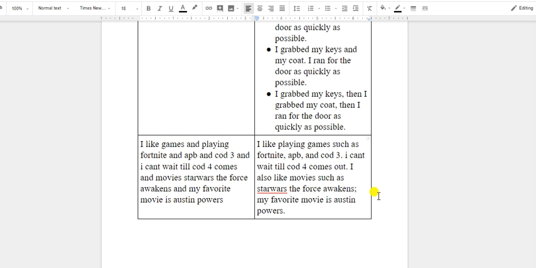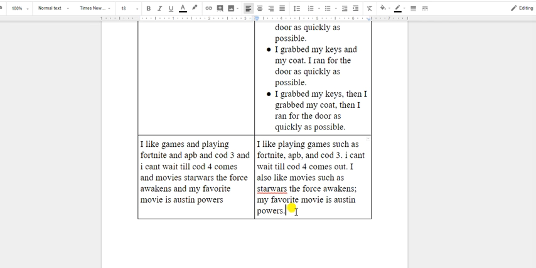Because if you have two clauses that are related to each other, such as, say, this person's talking about movies now. I also like movies such as Star Wars: The Force Awakens. That's one. My favorite movie is Austin Powers. That's two. But these are related to each other. They're both about movies. If you have two clauses that are related to each other and you want to keep them in the same sentence, you can drop a semicolon in between them. Fun fact. So that's one way that you could fix this mess of a run-on sentence.